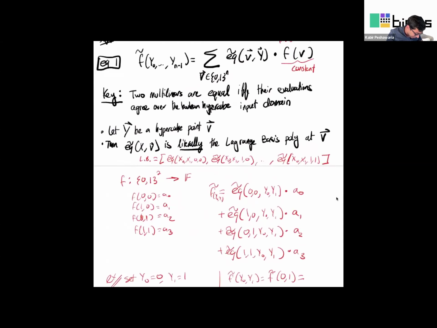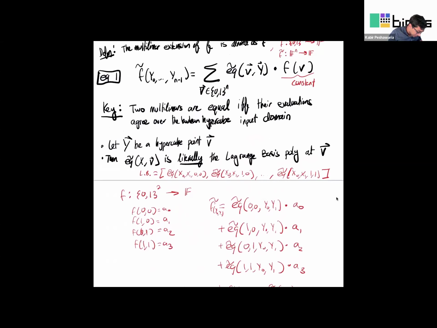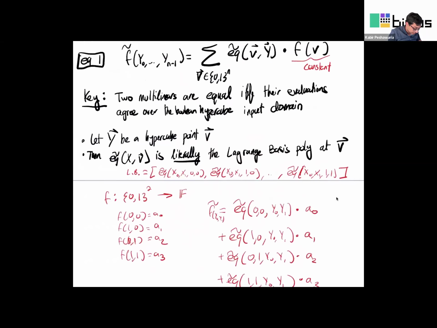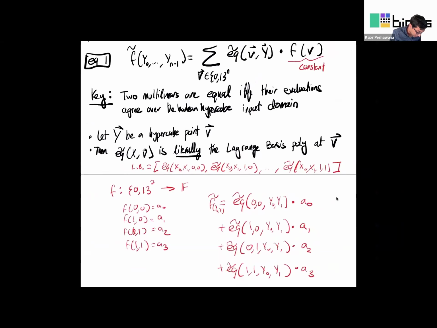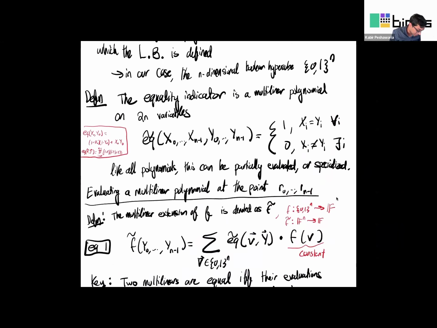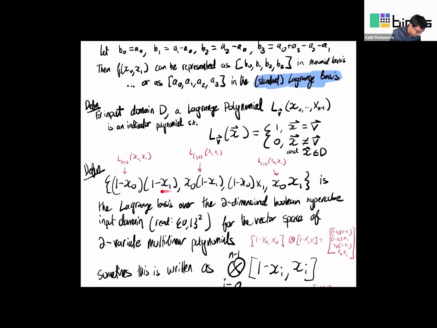While he does that, I will say one more fact, just highlighted, that if you take EQ and you specialize like half of the variables to be some hypercube point, then that is literally one of the Lagrange basis polynomials. So for instance, the Lagrange basis for two variable multilinear polynomials looks exactly like this. You can see that this is exactly the same thing as this.